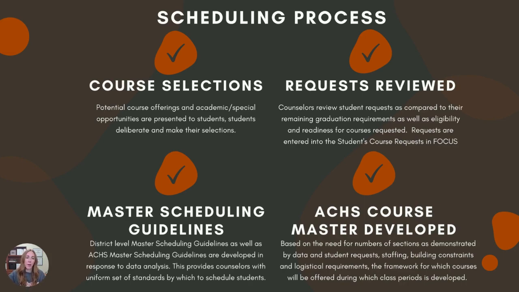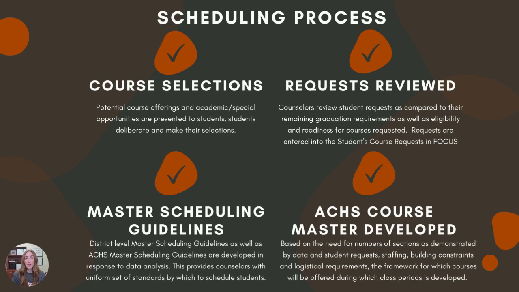Let's talk about the scheduling process. So I just talked about course selections. The next step is that requests are reviewed. So once we have your course selections, counselors will review student requests as compared to their remaining graduation requirements, as well as eligibility and readiness for courses requested. Requests are entered into the student's course request and focus. So you'd actually be able to see that once we've got those entered into your course request for next year.